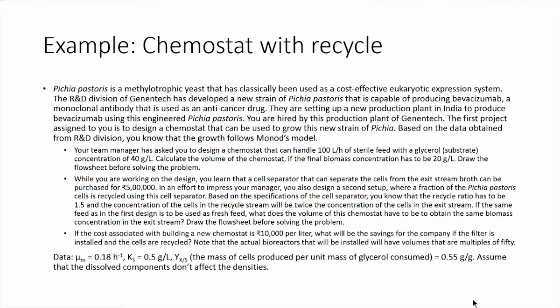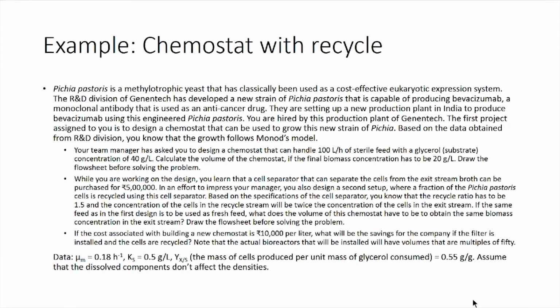of Pichia. Based on the data obtained from the R&D division, you know that the growth follows Monod's model. Your team manager has asked you to design a chemostat that can handle 100 liters per hour of sterile feed with glycerol as the substrate with a concentration of 40 grams per liter. Calculate the volume of the chemostat if the final biomass concentration has to be 20 grams per liter. Draw the flow sheet before solving the problem.